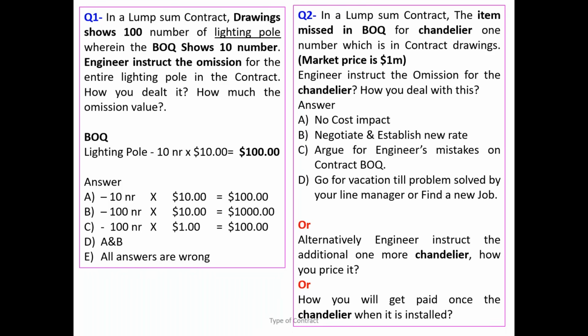Even though the item is missed in the BOQ but shown in the drawing. Yes, yes. But many construction practitioners do it wrong. Even on the contractor side or consultant side, they will argue, look, it is not in the BOQ. We never priced it, so we need a variation. Is it applicable? Not applicable. So this is the problem.